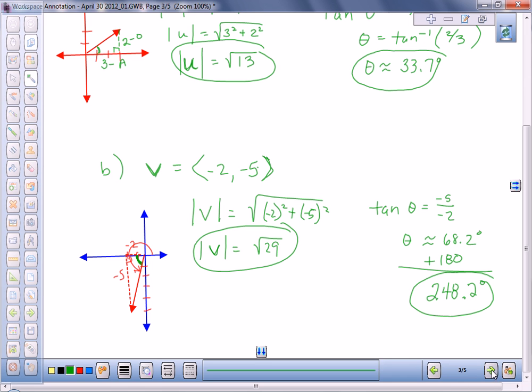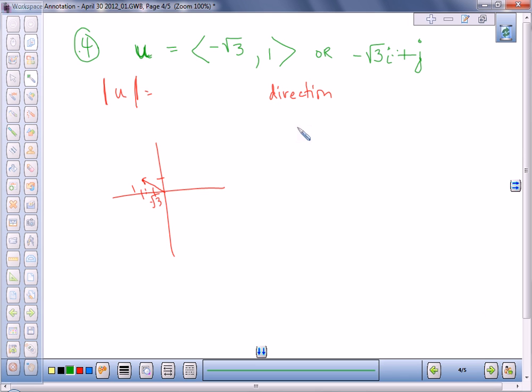All right, so here we go. Vector u is represented by negative root 3 comma 1. Or if it was in ai plus bj form, it would be negative square root of 3i plus j. So the magnitude is going to be the square root of negative root 3 squared plus 1 squared. That's 3 plus 1 is 4. The square root of 4 is 2.